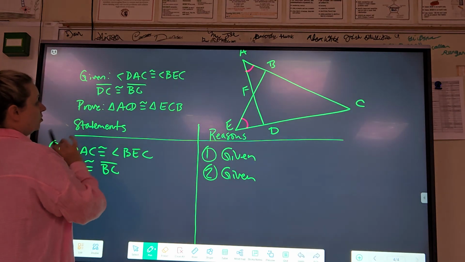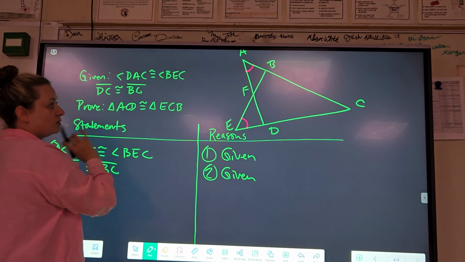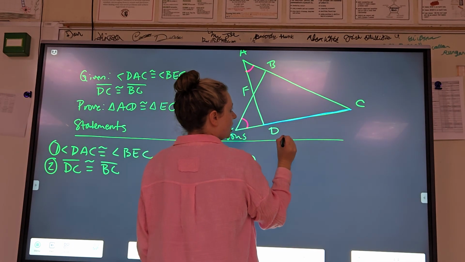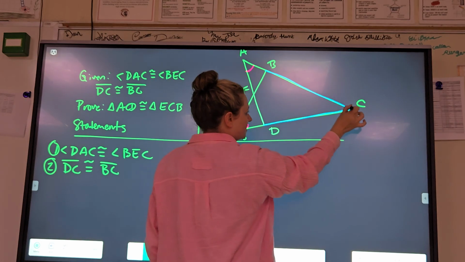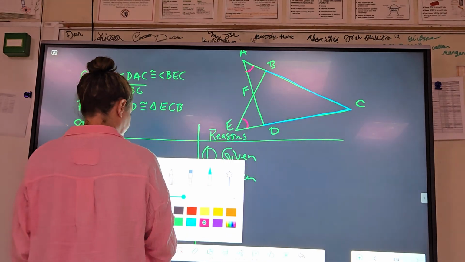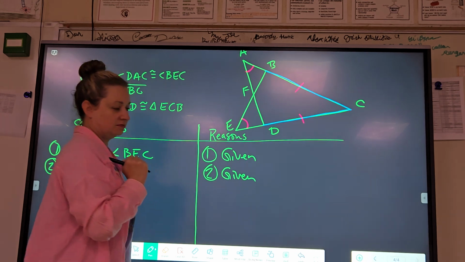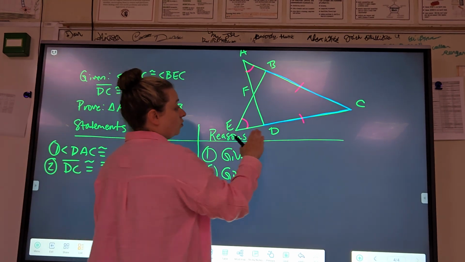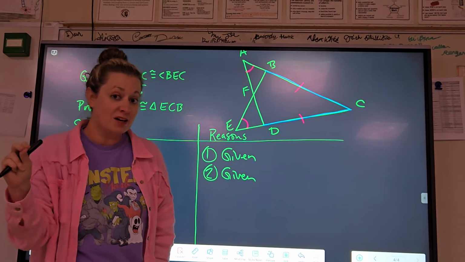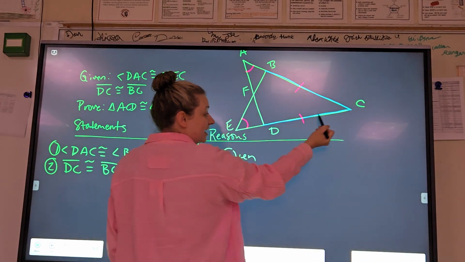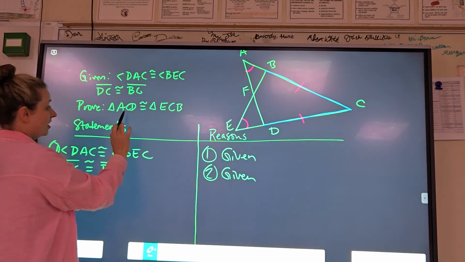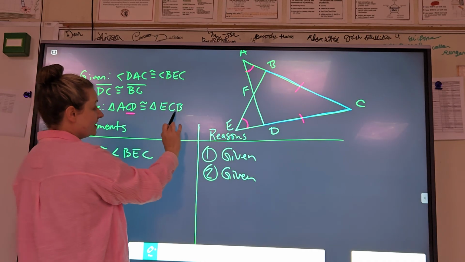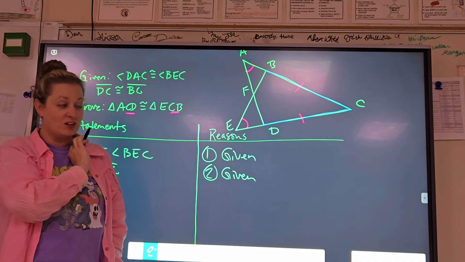The other thing that we know is that DC is congruent to BC. So I know that this piece here and this piece here are congruent to each other. Now I highlighted those in blue because notice it's not the entire side. It's not the entire segment. CD is the entire side of that triangle there. And BC is the entire side of that triangle right there.